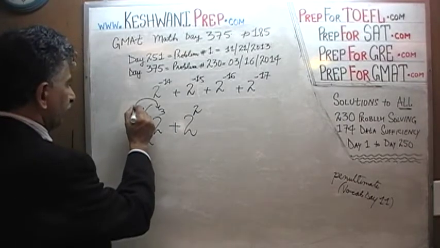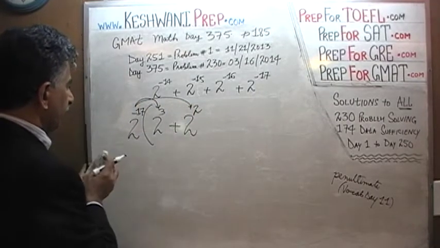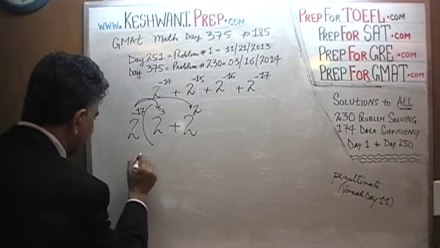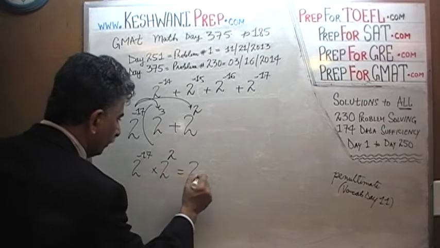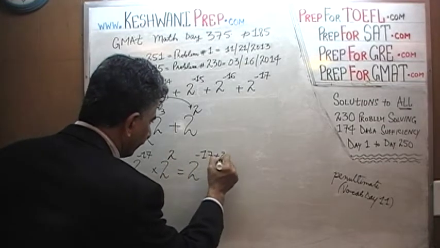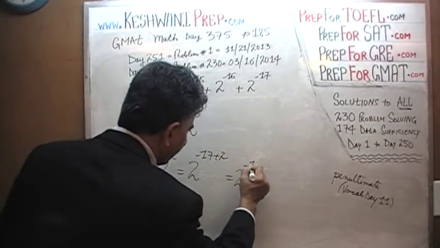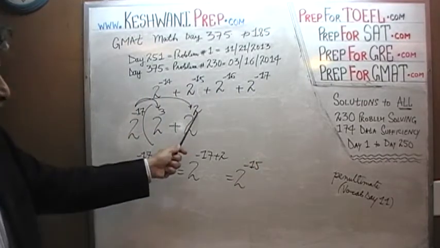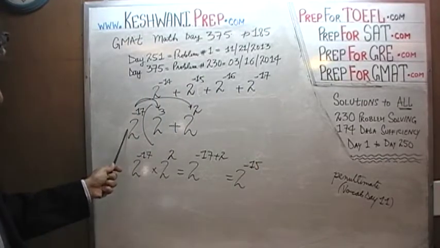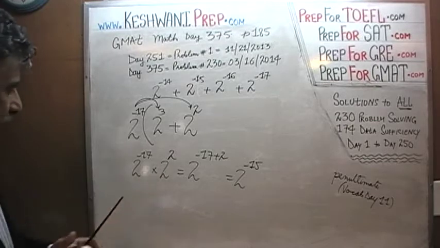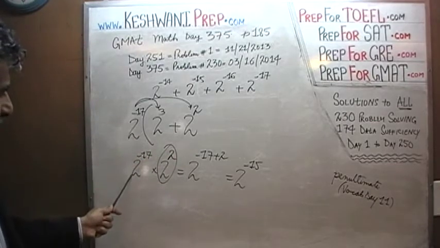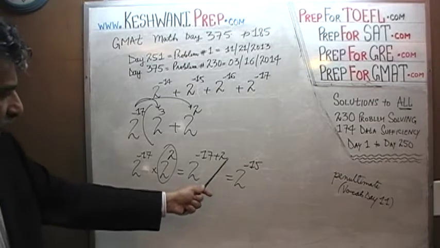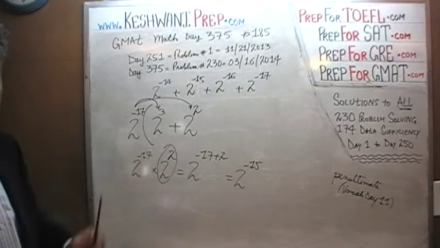Again, for the same exact reason, 2 raised to negative 17 times 2 raised to 2 is going to give us 2 raised to negative 17 plus 2, which is 2 raised to negative 15. So 2 raised to 2 times 2 raised to negative 17 is going to give us 2 raised to negative 17 plus 2, which is 2 raised to negative 15, which is what we have here.